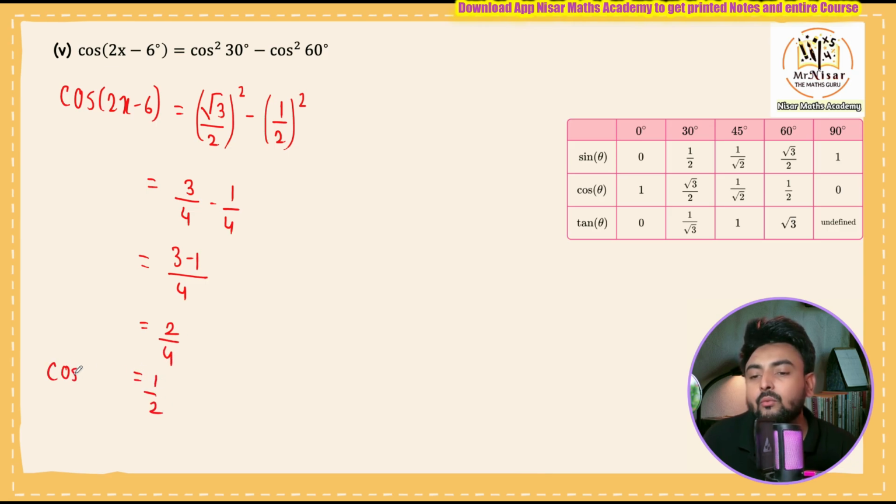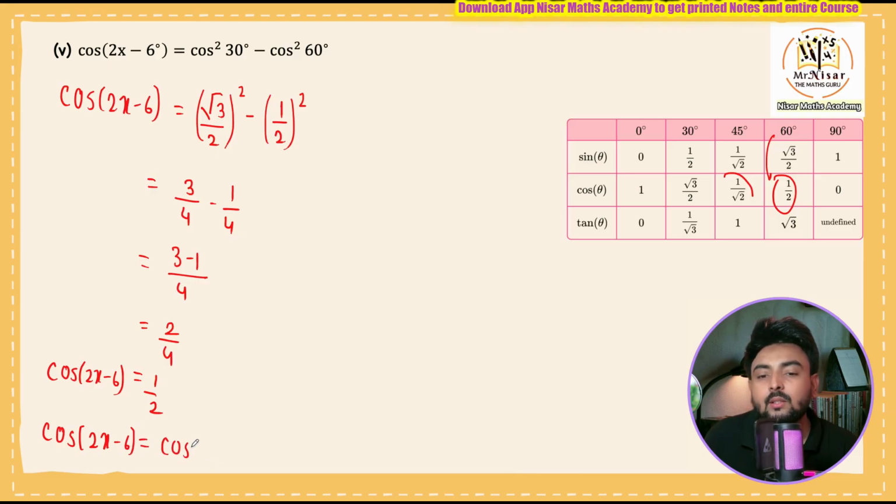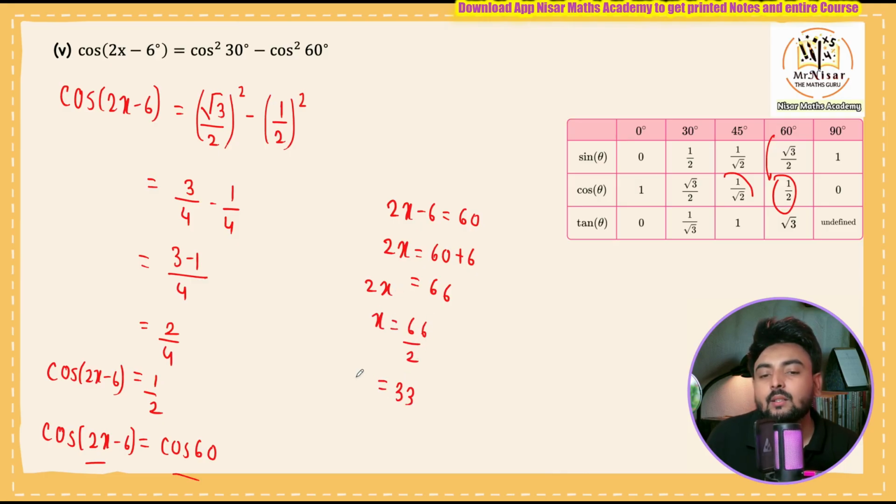So at which angle is cos 1 by 2? Cos at which angle is 1 by 2? It's cos 60. Cos 60 is 1 by 2. So I'll write here cos 2x minus 6 is equal to cos 60. So I'll write here 2x minus 6 is equal to 60, comparing the angles. So 2x is equal to 60 plus 6, that will be 66. So x is equal to 66 by 2, the answer is 33. I hope it is quite clear. Let's go for the next one.